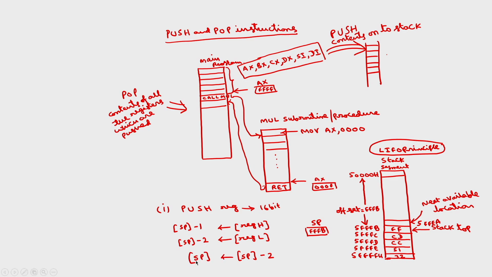I will give an example so that this will be clear. For example, if I write push BX, suppose BX contains CCDD. This is the contents of the stack pointer before the push instruction is executed. Now what will be the contents after this push instruction?